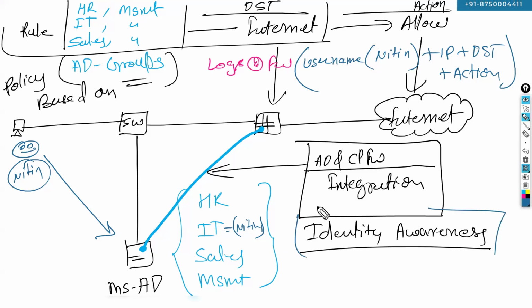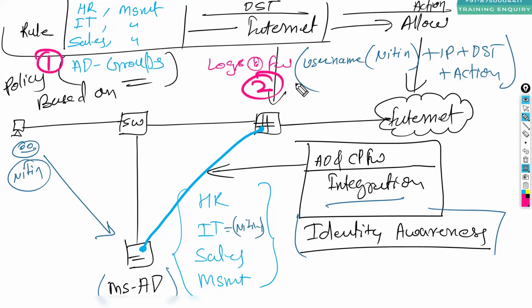All firewalls support that. All firewalls can be integrated with Microsoft AD. That integration, someone calls it User-ID, someone calls it FSSO, but if we are talking about Checkpoint firewall, it can be integrated with Microsoft AD so that we can achieve two things. First, group-based policy. Second, accurate log information. For AD group-based policy and accurate log information, we can integrate Microsoft AD with Checkpoint. That is called identity awareness.